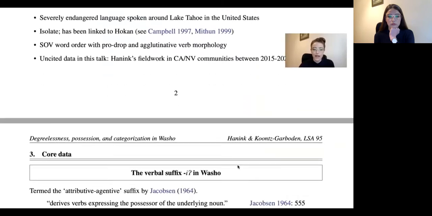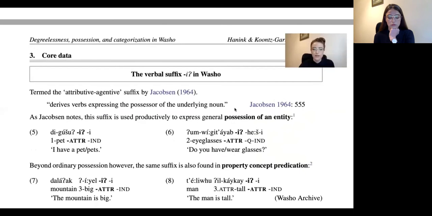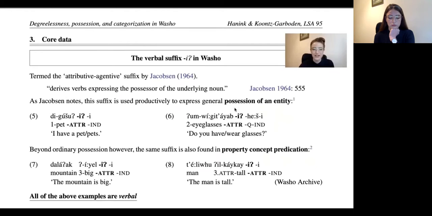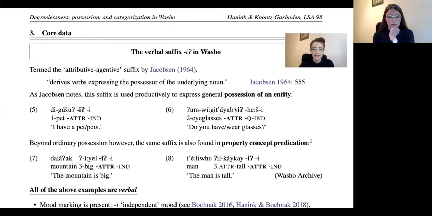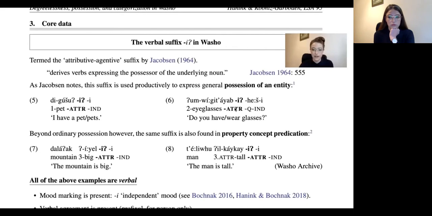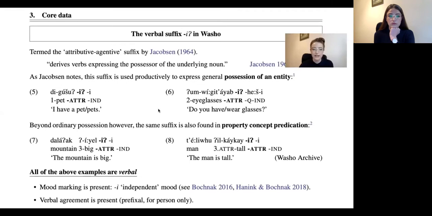Okay, so now moving on to the core data that we need to address in this talk. The focus of today will be the verbal suffix -i in Washoe. Now, this suffix was termed the attributive agentive suffix by Jacobsen in his 1964 dissertation on the language. And he writes that this suffix derives verbs expressing the possessor of the underlying noun. So as he notes, the suffix is used productively to express general possession of an entity, as you see here in 5 and 6. Digushu ii, I have pets.